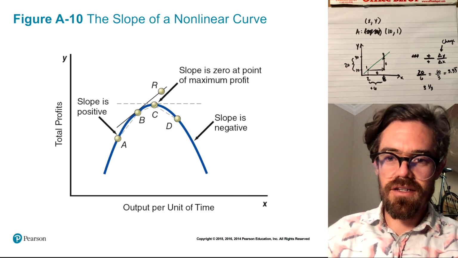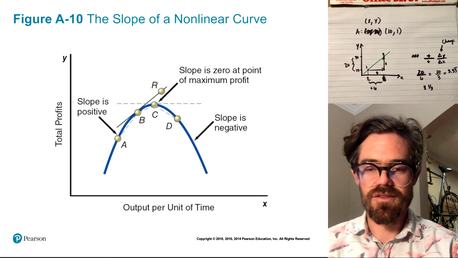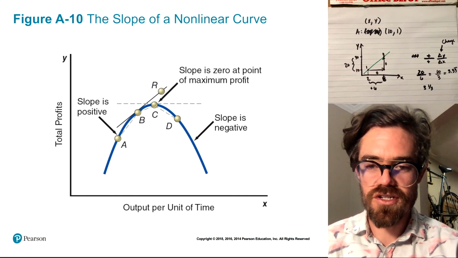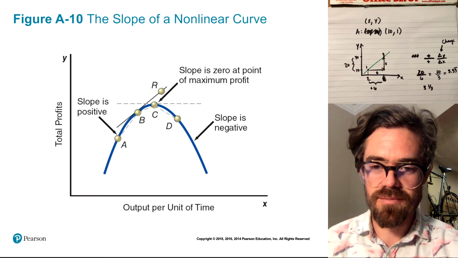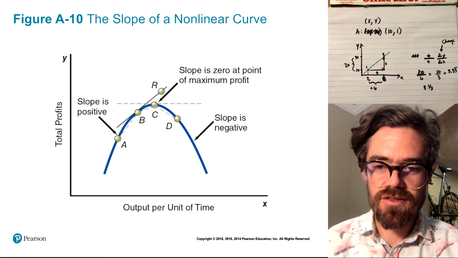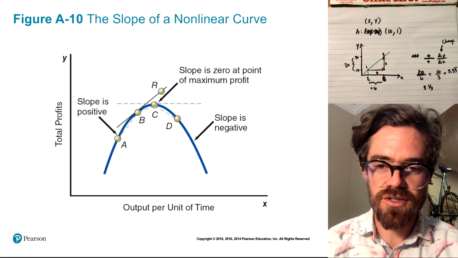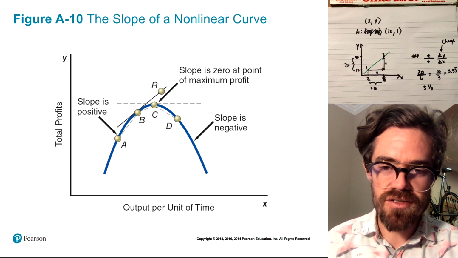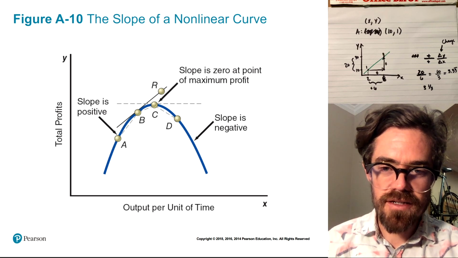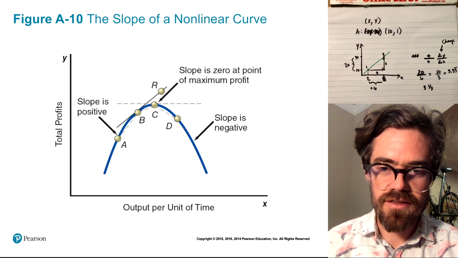Now here's a nonlinear curve. The slope of a nonlinear curve is just the slope of the line that's tangent to the point that you're interested in measuring the slope of. So you can see at point A, there's a very steep, high, positive slope. At B, there's still a positive slope, but it's a lower number. And then at C, right at the top, the slope is 0, right? There's a horizontal line.